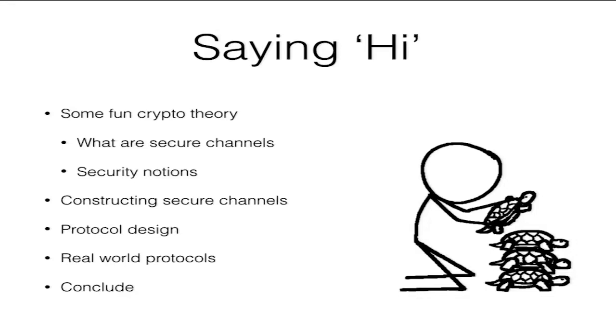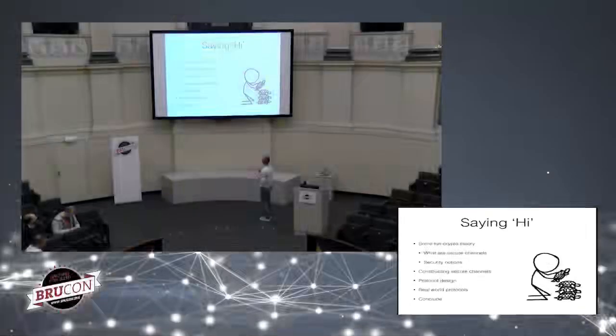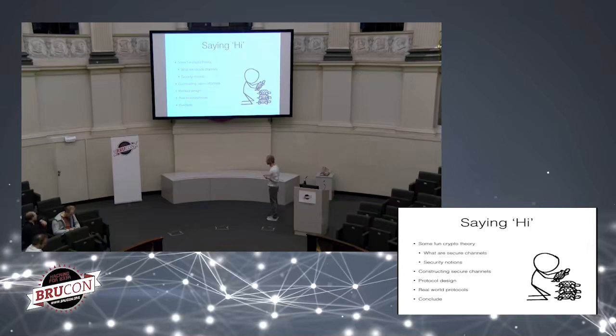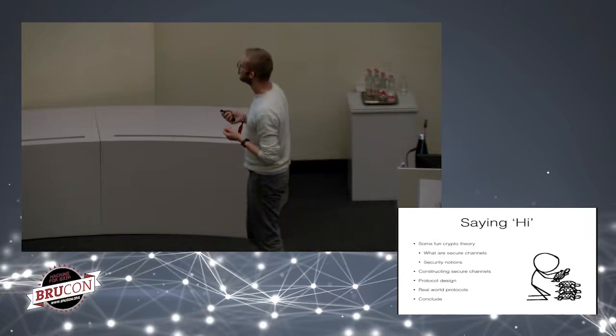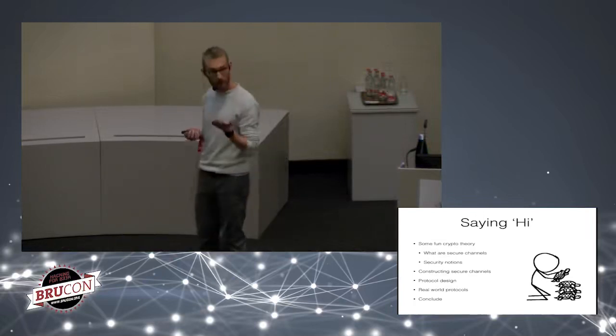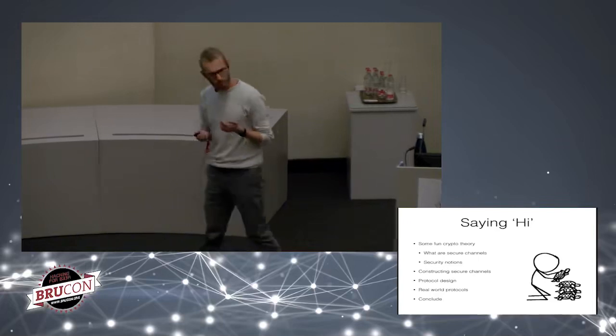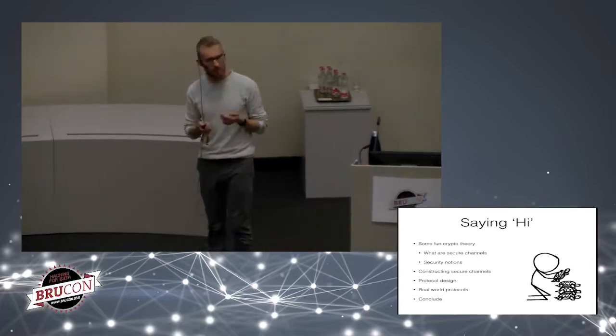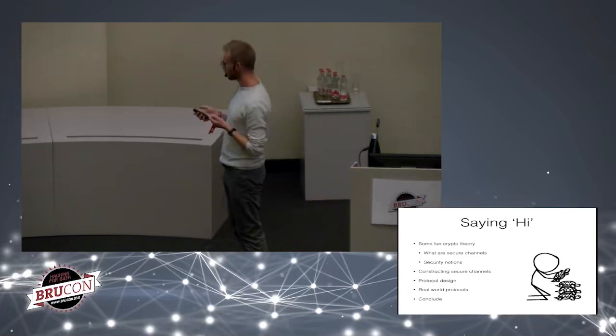So I would like to start off with some fun crypto theory, like what are these secure links, if you will. More specifically, we're going to discuss some security notions, and then we're going to dive into trying to make such a secure link. We're going to discuss how we can design such a protocol which builds a secure link. We're going to look at TLS 1.3 and SSH v2 to see how they try to build a system, and then we're going to conclude.